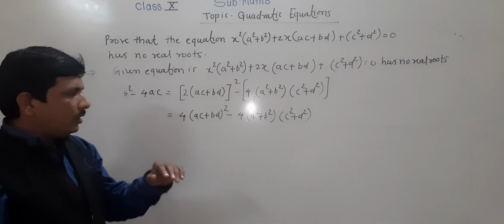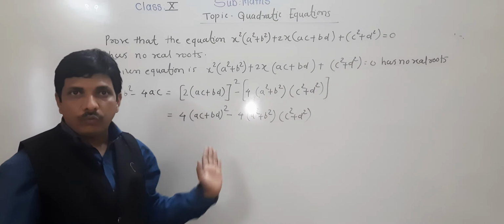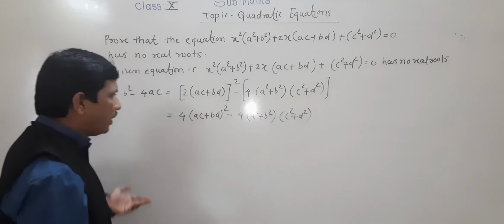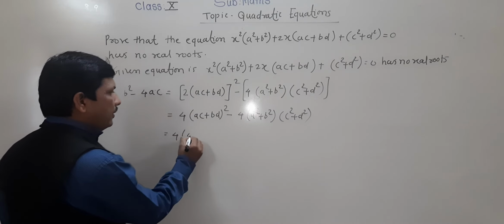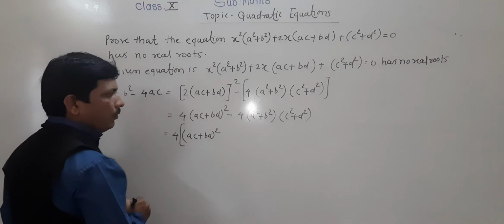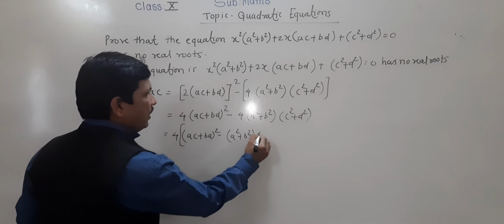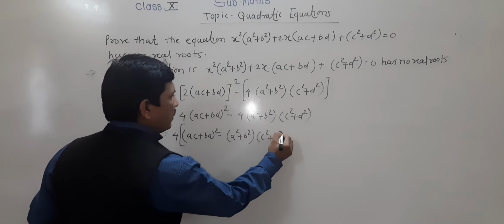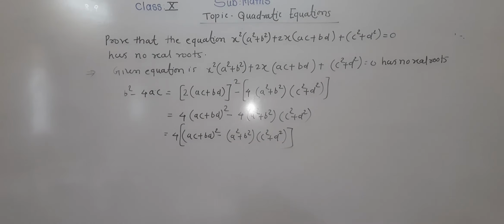Okay, now see, there are two terms, this is first and this is second. Which is the common factor in both the terms? 4. So that I am taking outside. So 4 in bracket ac plus bd bracket square, 4 we have taken, minus a square plus b square and c square plus d square. So that we have taken outside.